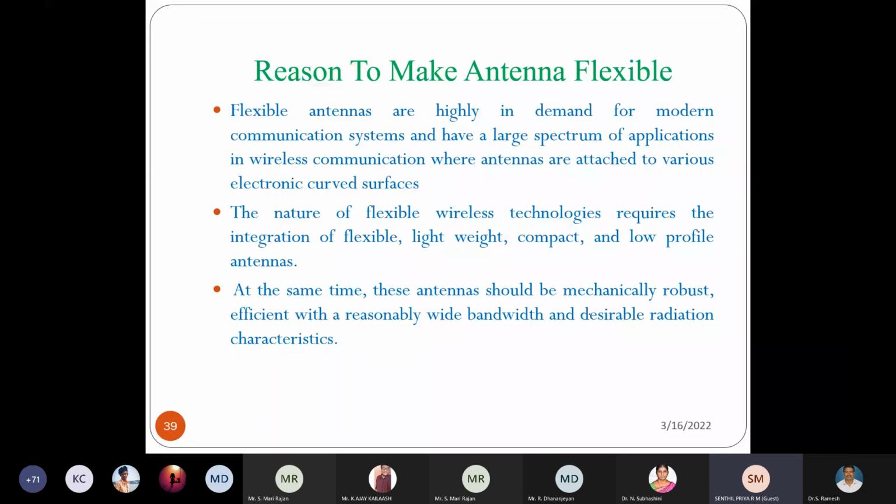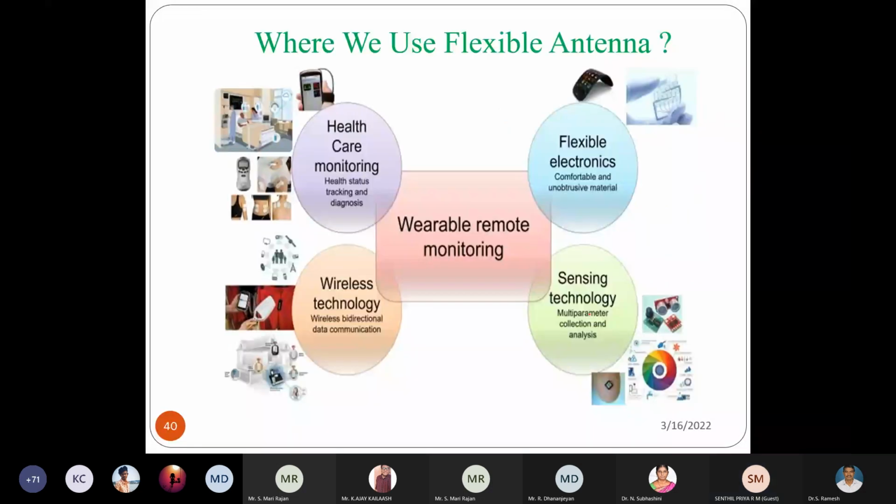We are going for a large spectrum. I already told you what a spectrum is, with the lowest frequency and high frequency values. So here we have this frequency spectrum, and we are going for lightweight and compact antennas. We are going for high bandwidth, and we are trying to reduce the radiation characteristics also. Again, the same thing: everything in wireless, we went for all those applications like health monitoring and wireless technology. Here the same thing, and we are going for smart devices with respect to flexible devices.